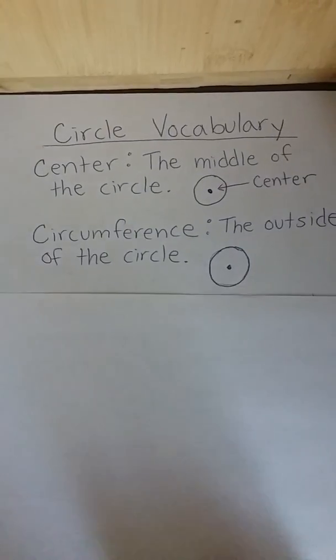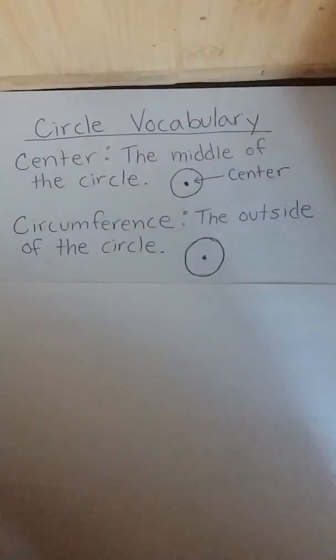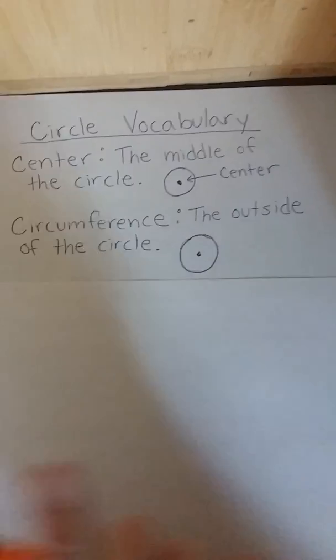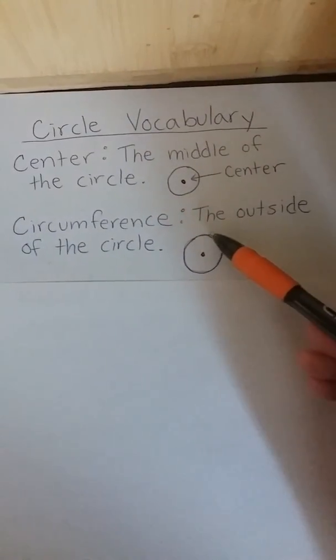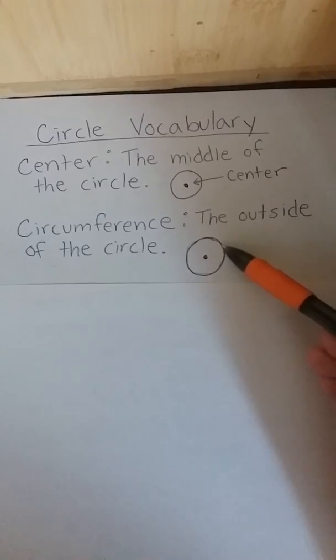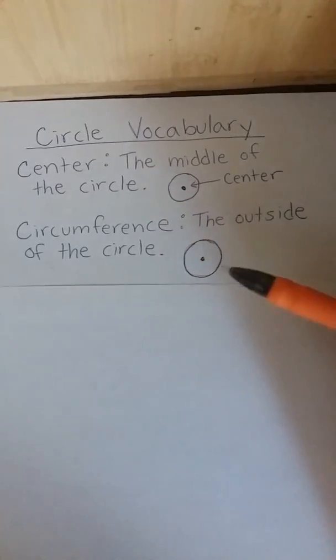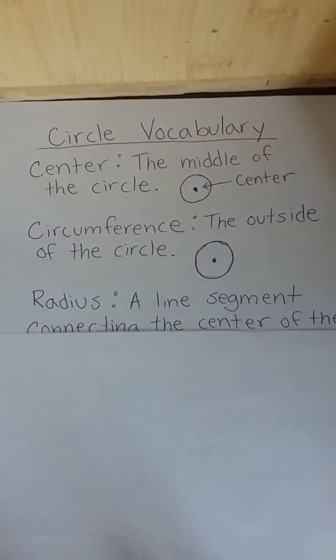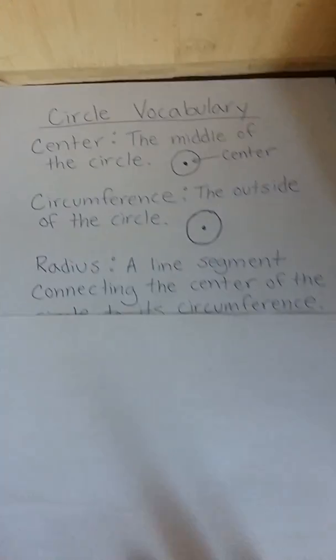Next, we're going to talk about the circumference. The circumference is the outside of the circle. So if you look at this circle, if you go all the way around the circle, around the outside, that is our circumference. Our next piece of vocabulary is the radius.